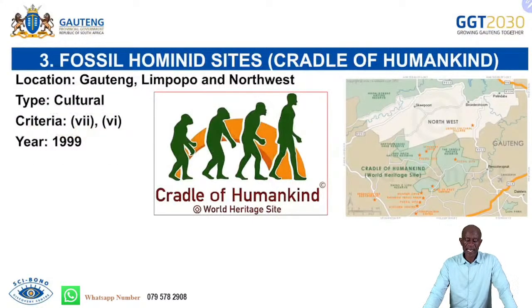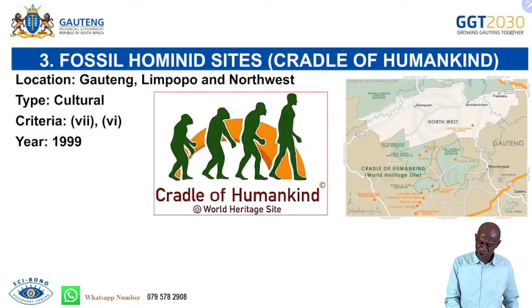The third World Heritage Site is the fossil hominid site, formerly known as the cradle of humankind. So with this, we must try and stick to the new development on this site in respect of its name. It is the fossil hominid site as indicated here. It is no longer the cradle of humankind.